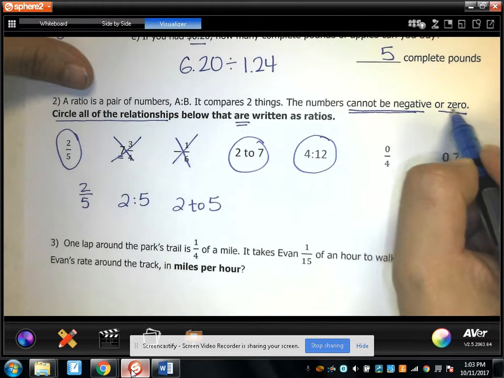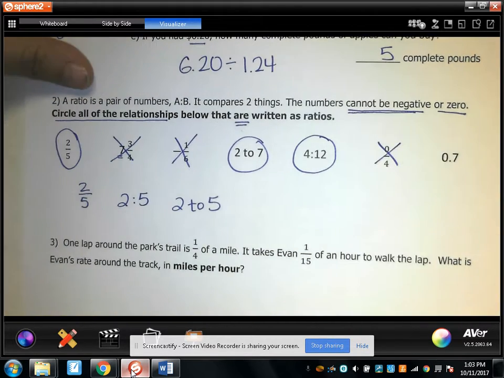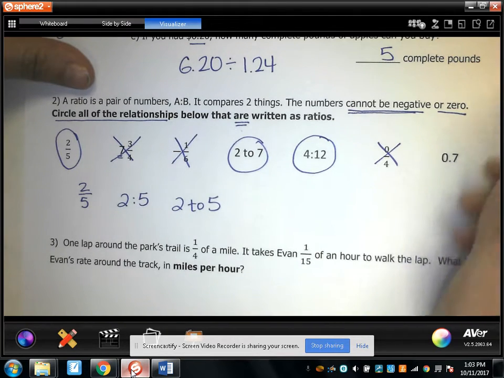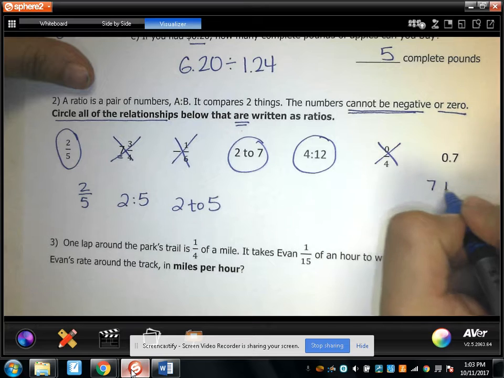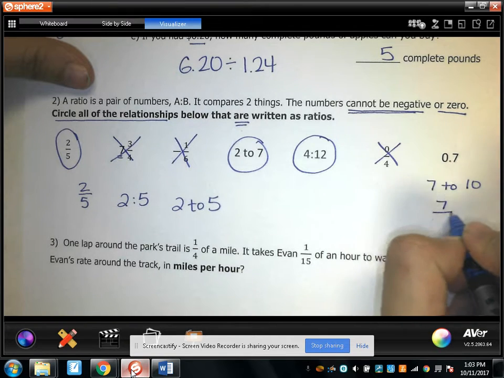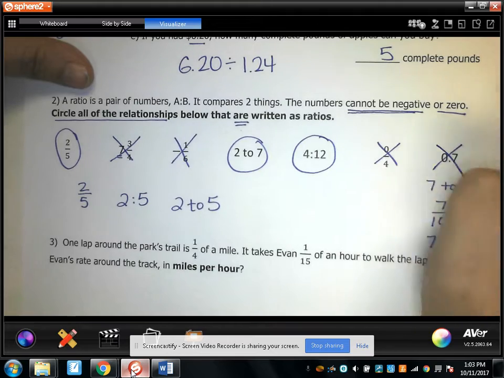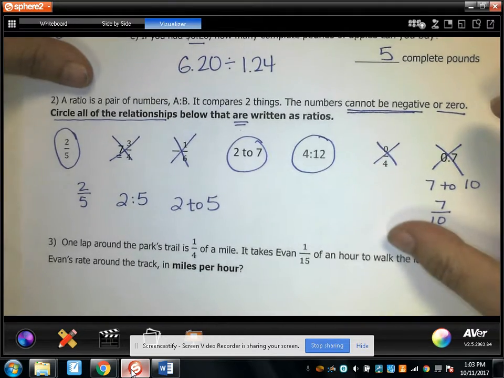This is not a ratio. The numbers cannot be 0. This is not a ratio. It's not comparing two things. Now, if they wrote this as 7 to 10, that would be a ratio. But as it's written as a decimal, that is not a ratio.